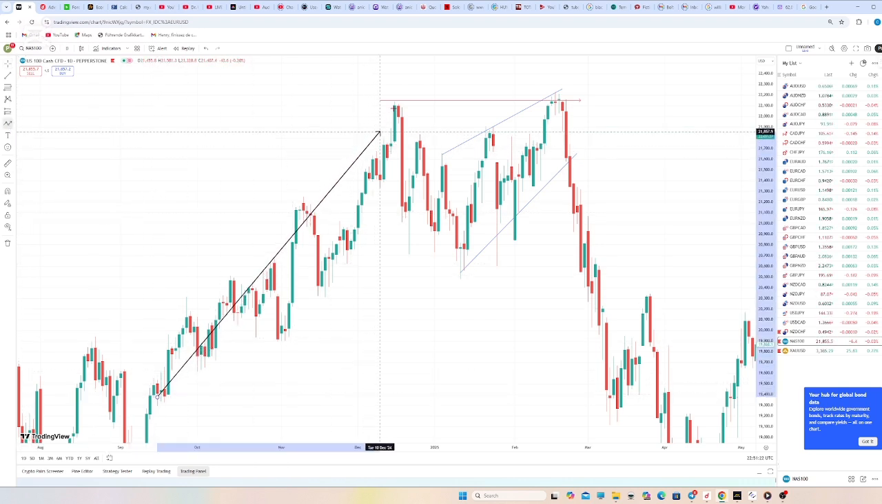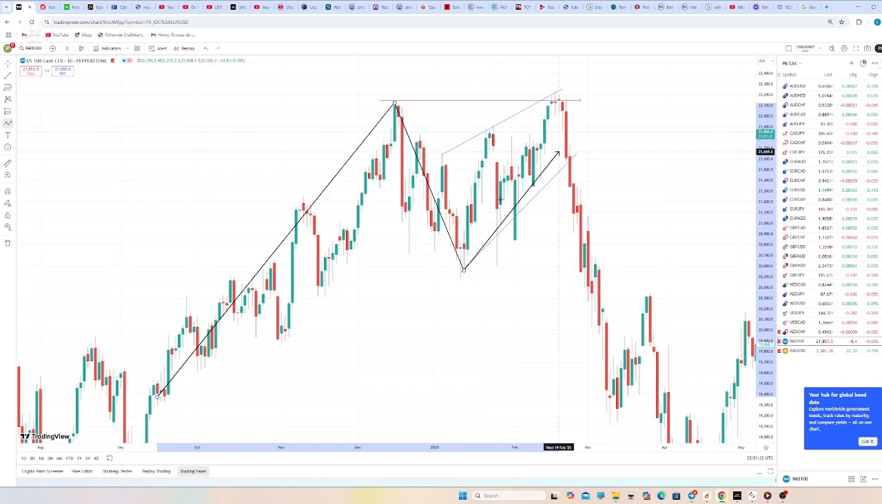Price pushes up, giving us our left leg, and drops, and at the right leg we have a clear rising wedge. You see price push up, drop, push up, and at the top here, price reversed from this bullish move to a bearish move.